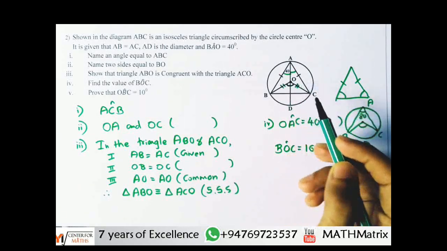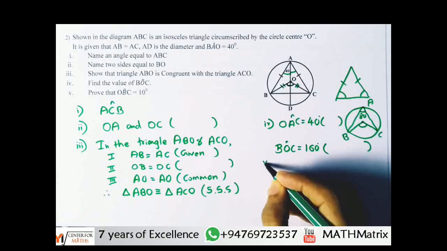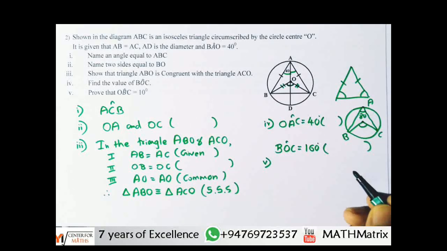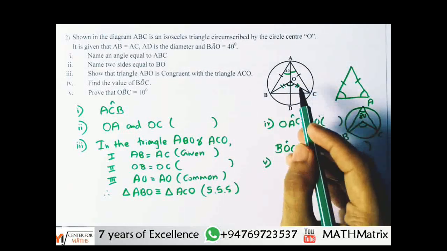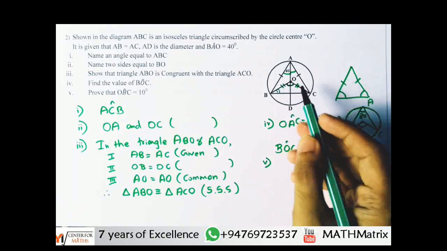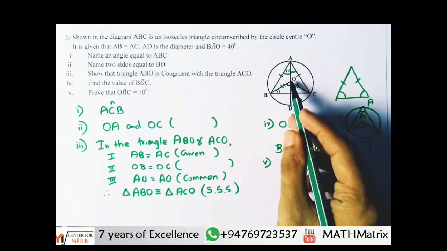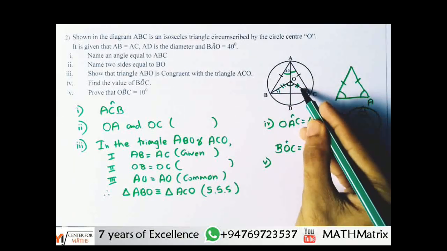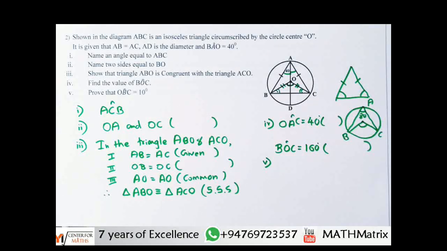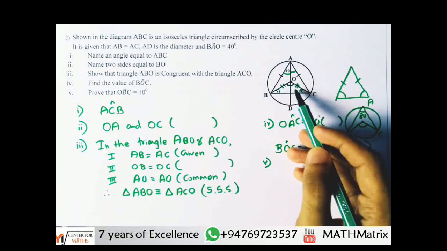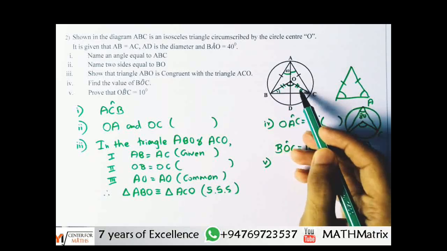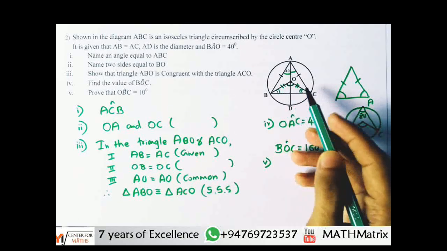It's 160. Fine. And the last one. Prove that OBC is equal to 10. So how to prove that? Here see, again it's an isosceles triangle. If it's an isosceles triangle, what can you say about the opposite angles? They both are the same. Right, fine. So if this is x, then how much is this? X. If this is 20, then how much is this? 20, right? So I am taking them as x first.